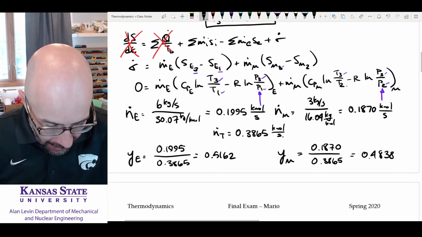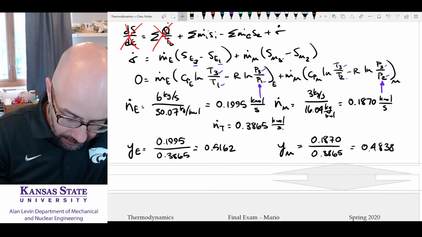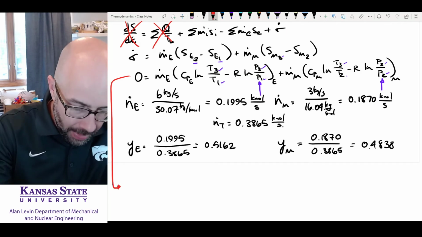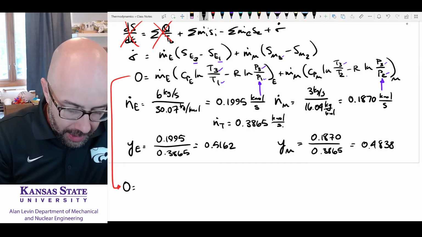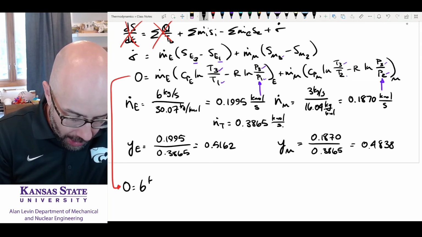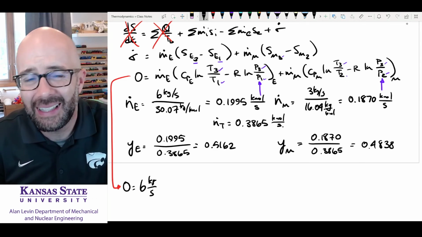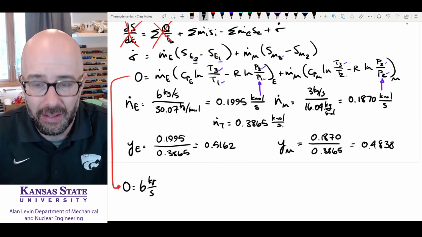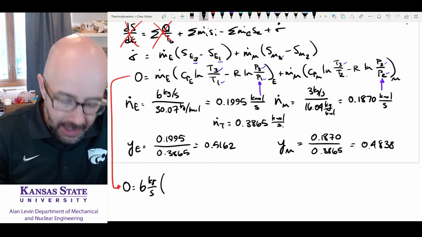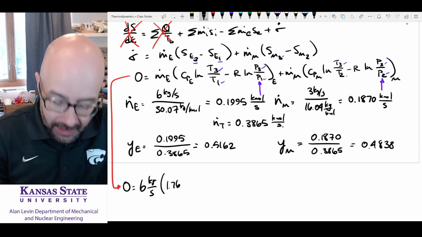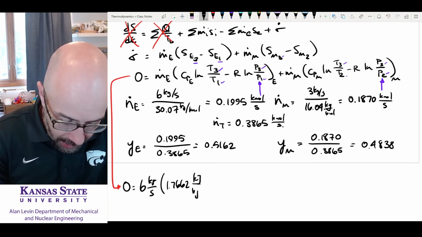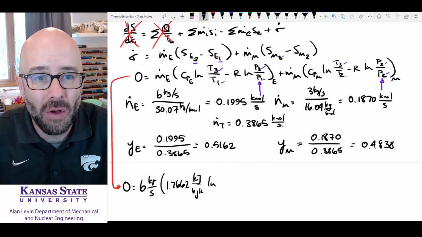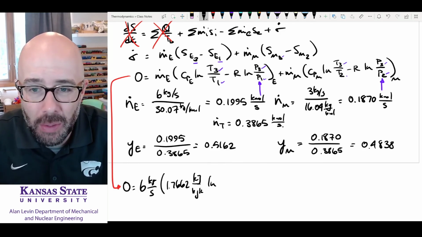Okay, so I have to give myself a little bit more space here, and I'll start plugging that into this equation. I'm going to say 0 is equal to the mass flow rate of my ethane, 6 kilograms per second. Now I could have done this in molar flow rate, and you could, there's no problem with that, but I don't think there's any reason to do that in this problem. C sub P is equal to 1.7662 kilojoules per kilogram Kelvin, times the natural log of my temperatures, which have to be in Kelvin. You can't do them in Celsius.